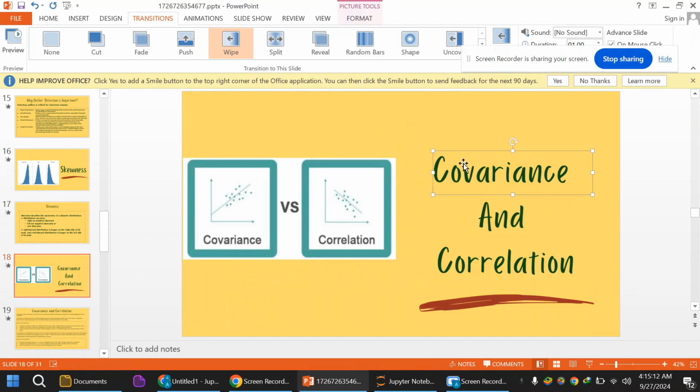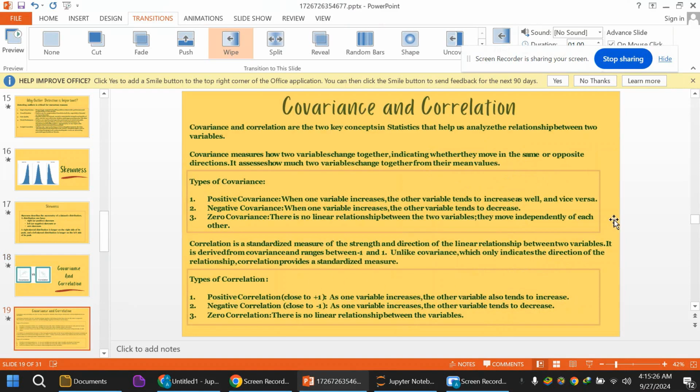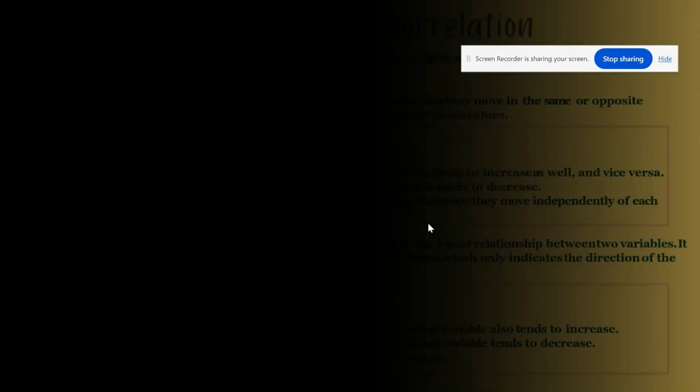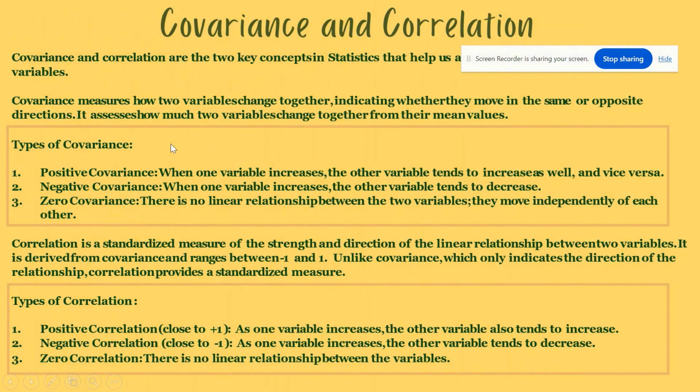Now there is the concept of covariance and correlation. So what do they tell? Covariance and correlation tell you the relationship between two variables. Let's talk about covariance and correlation here. This is one of our final topics today. Both are key concepts used to find the relationship between two data.